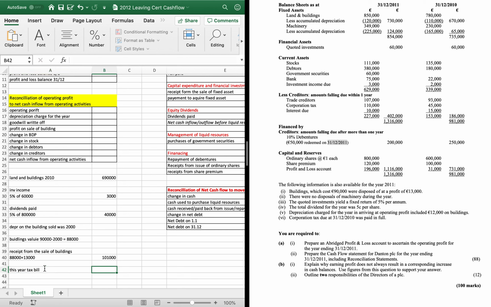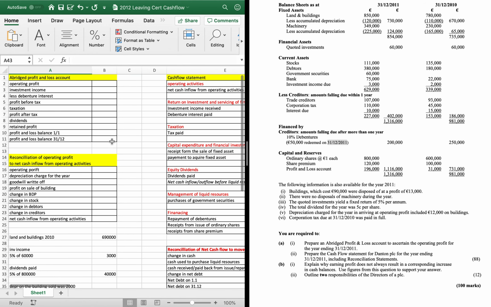Okay, it has to be 110,000. Because if you owed 45,000 last year and you paid it all off, and then you still owe 110,000 and you've paid none of this year's bill, well then the 110,000 must be this year's tax bill. And that's that done. So we now have enough information to answer the entire question. It's only about slotting in the numbers as we go.